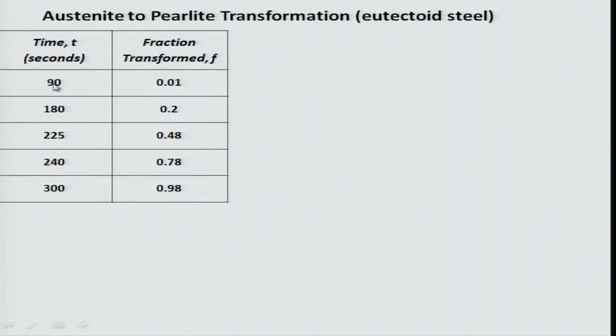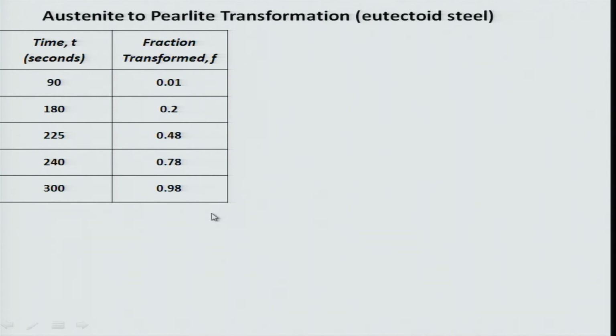At 90 seconds only 0.01 has transformed, or 0.01 fraction is the pearlite phase, or simply 1% pearlite has formed. At 180 seconds 0.2, or 20%, pearlite is formed. At 225 seconds you have 48%, at 240 seconds you have 78%, and at 300 seconds we are very close to 100% transformation.